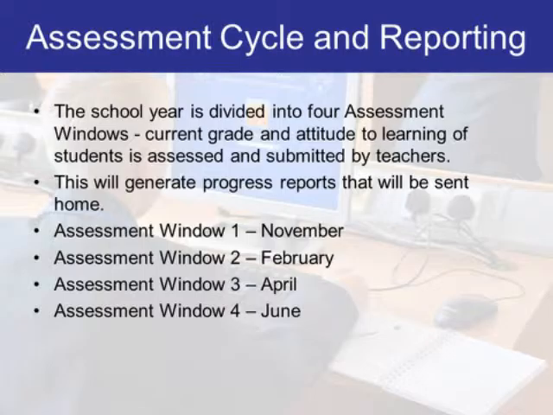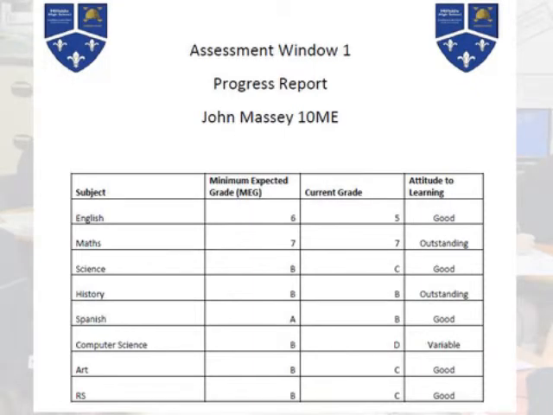The school year is divided up into 4 assessment windows, where you'll receive the current grade and the attitude to learning of your child. The first window is in November, we then have one in February, one in April and one in June, and you will receive a progress report which will look similar to this.